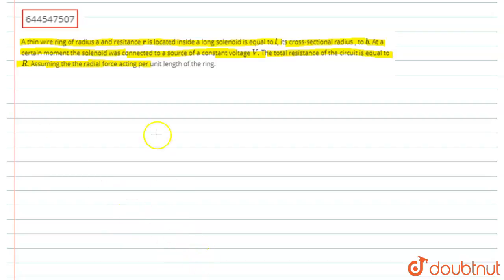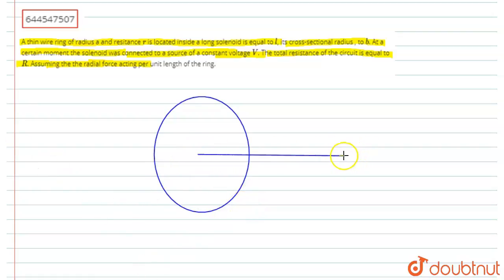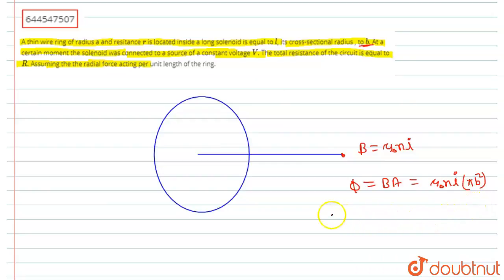So let us consider this is your solenoid, and it is given that this is its length. Now B inside the solenoid is equal to mu naught n into I. And phi is equal to B into A, so this is equal to mu naught n I, and A is pi B square, since this radius is given and we have to take B. So this is equal to pi B square.